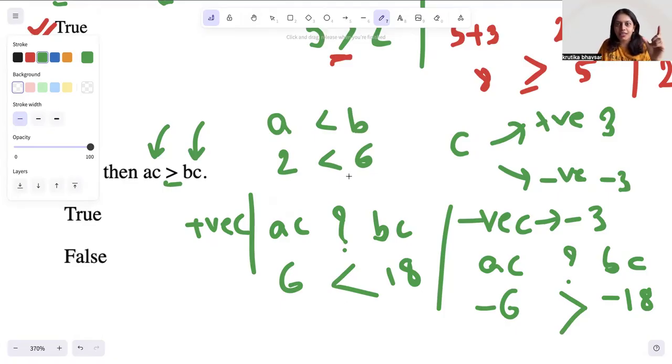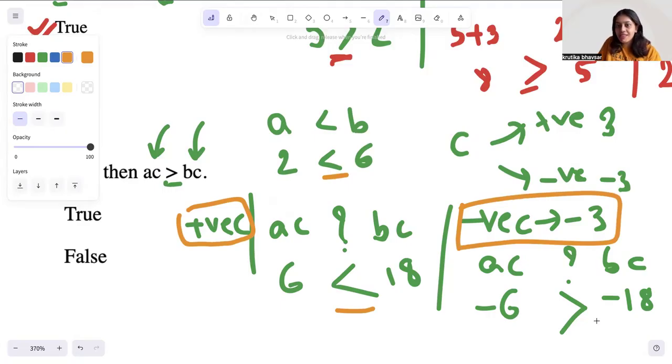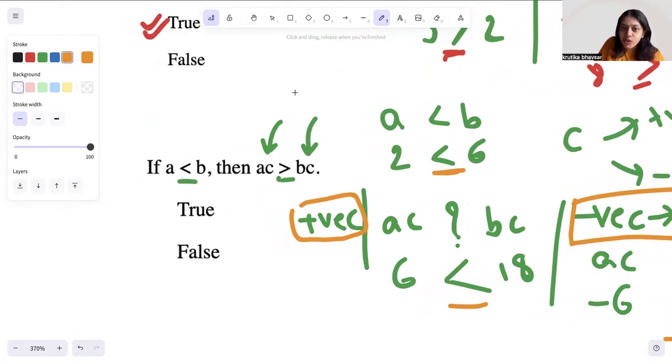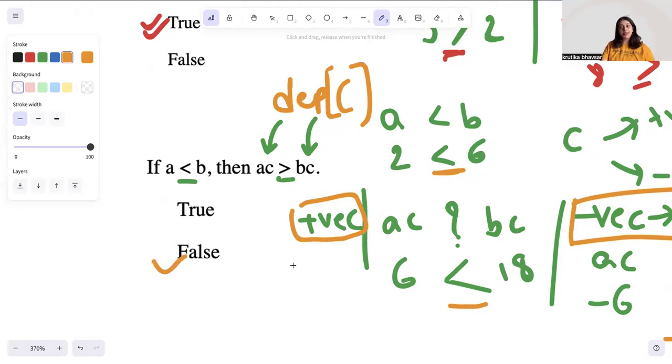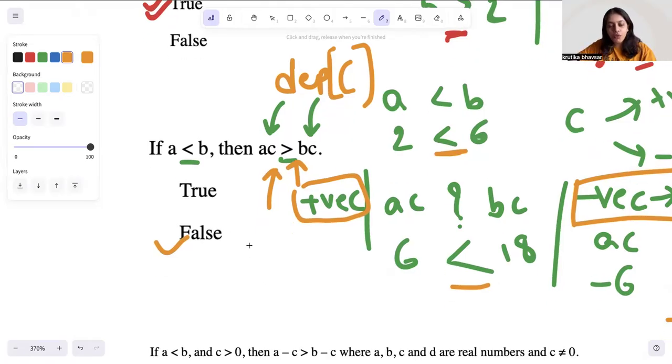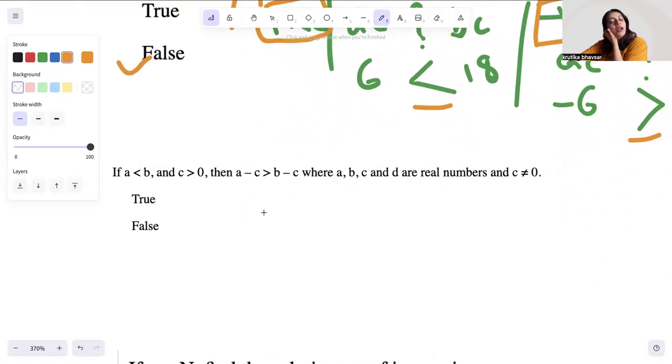Okay, so here's the trick that you have. The dilemma is that when it was positive C, you have the sign intact. But when it is negative C, you have the sign flipped. That means this actually depends on C. So this statement is actually false because we don't know what C here is, right? We don't know what number they are multiplying on both the sides. The answer totally depends on that, and hence this is false. Let's move towards the next question.